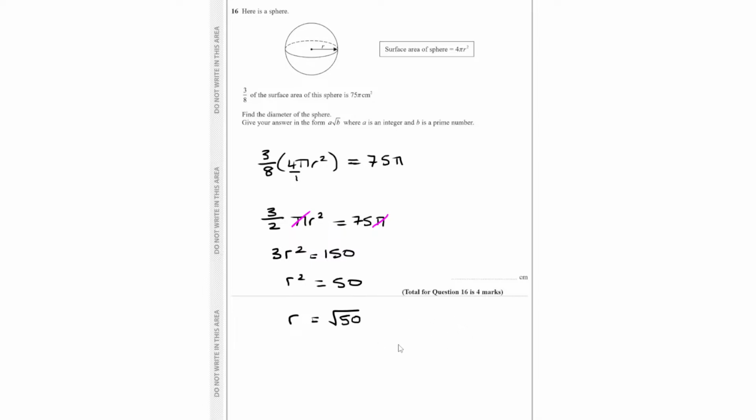Now, that's the radius. Again, don't forget that you might think, oh, I've solved it, that's the answer. No, they asked for the diameter. The diameter is 2 times the radius, isn't it? So I just need to do 2 root 50, 2 lots of root 50.